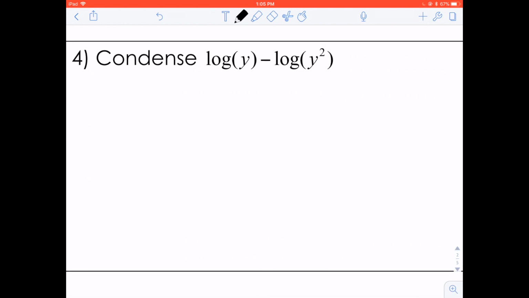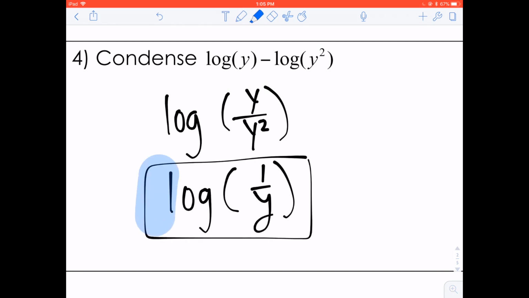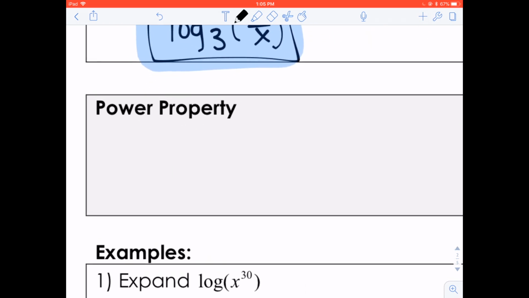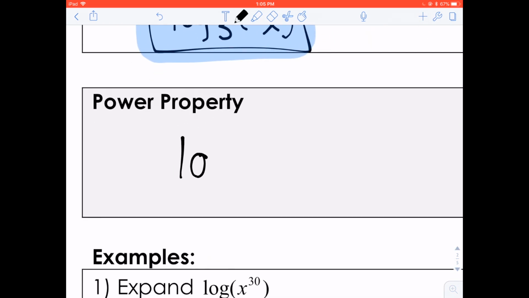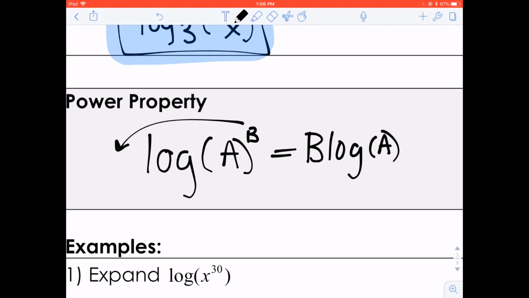After trying number 4, you should get log of y over y squared, which simplifies to just log of 1 over y. And that's it. Okay, we have one more property to talk about, and that's the power property. This says that if we have log of a raised to the b, we can bring that b out front and make it b times log of a. And it's that simple.